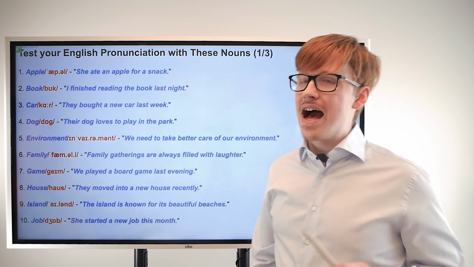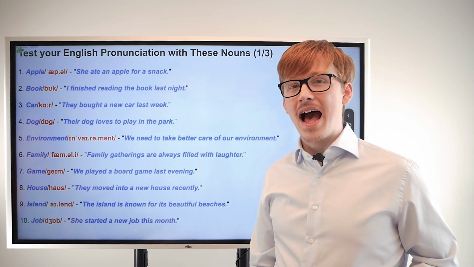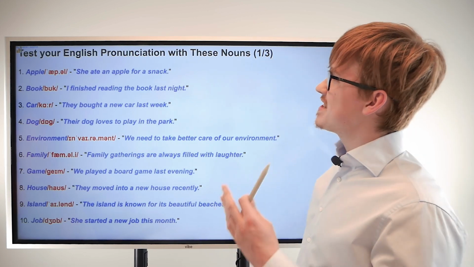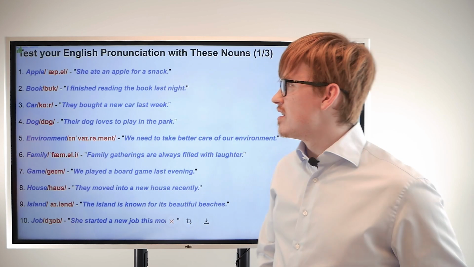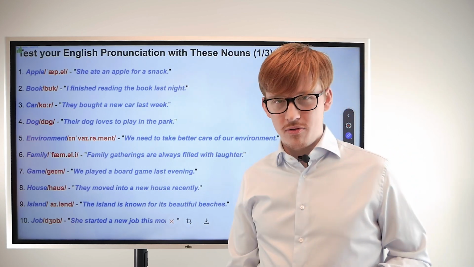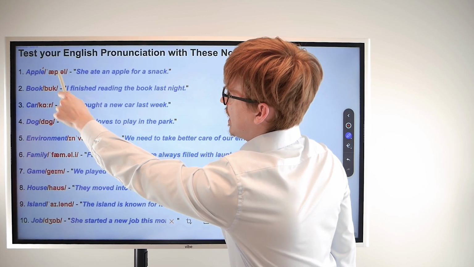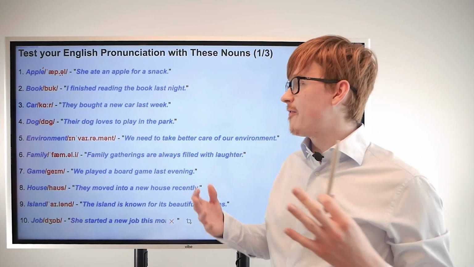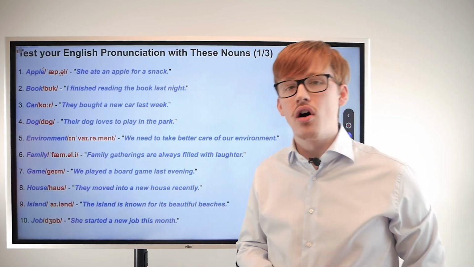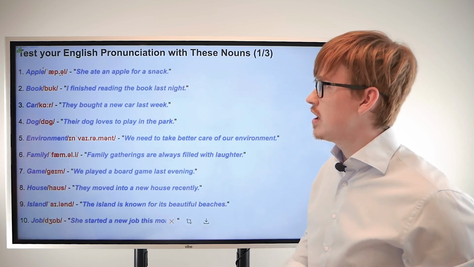First up, we have apple. Apple. So she ate an apple for a snack. So how would you pronounce apple? In apple, we have a mark up here and a mark down here. So these are the phonetic transcriptions of the words in British English.